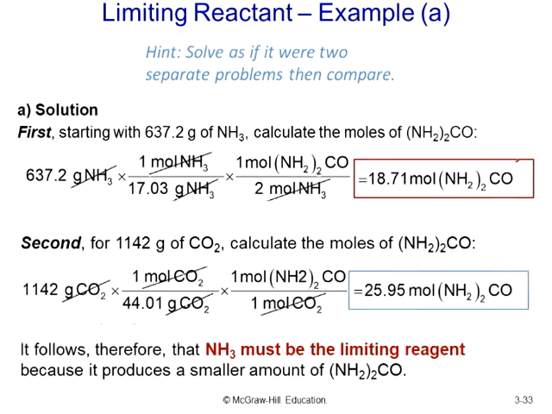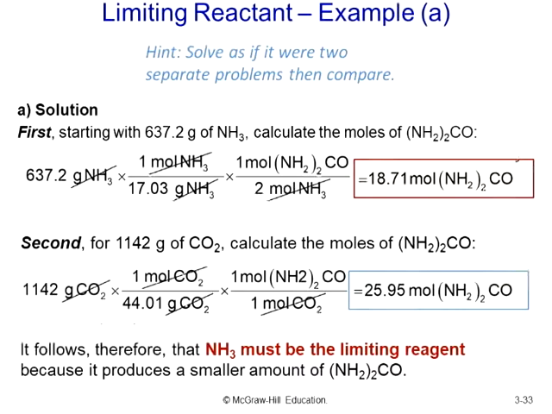So, we will treat this as if we are working two separate problems. Again, we start with the givens and we treat those givens as two separate problems. And at the end of the process, we compare to determine the limiting reactant. And if we know the limiting reactant, we can also determine which one is in excess and by how much.